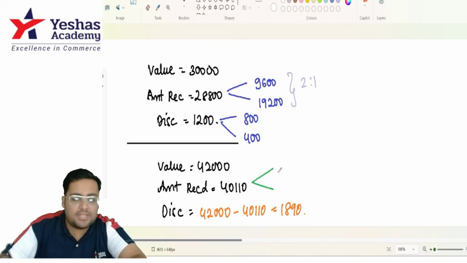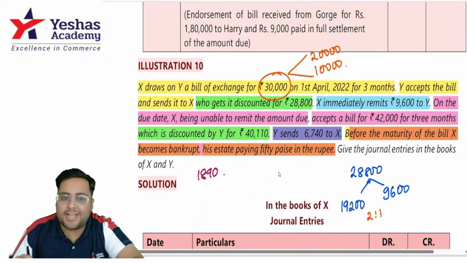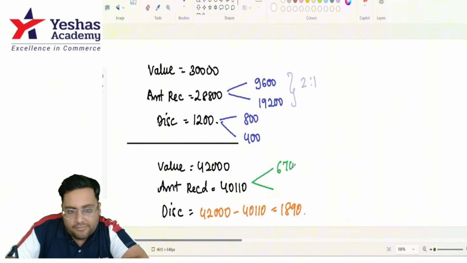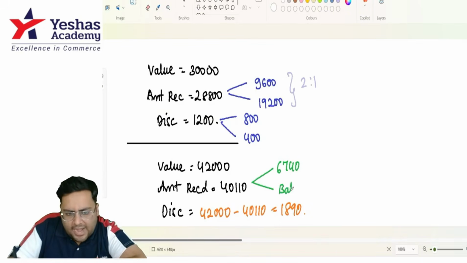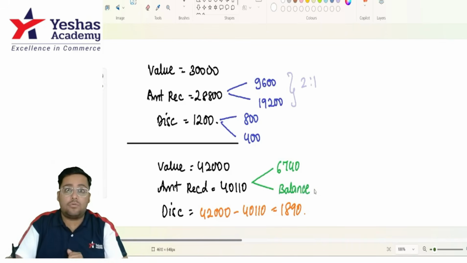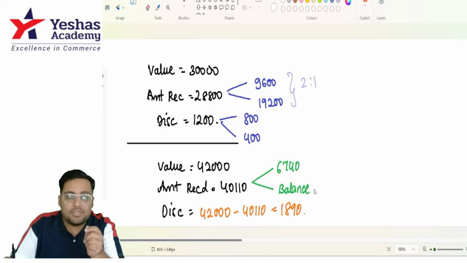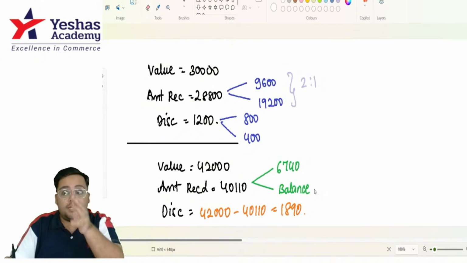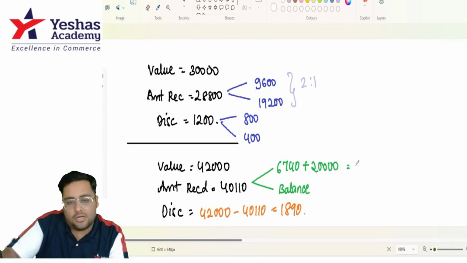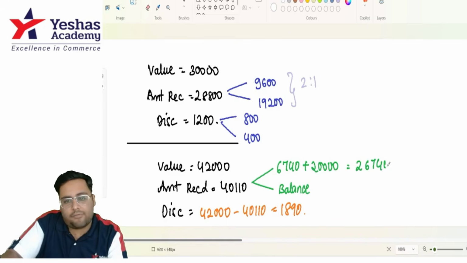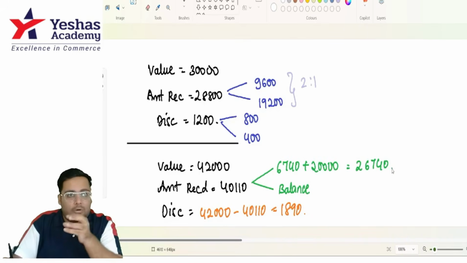For that, what they have given us is that X will pay money to Y. How much will X pay to Y? 6,740 will be paid. So can I take the ratio as 6,740 and balance? No, sir. Why no, sir? You need to remember 6,740 is the value of the new bill. The old bill amount also was pending. X did not pay the money of the old bill. How much was the value of the old bill? 20,000. Now the total loan of X will be 26,740. 6,740 is taken from the new bill, and 20,000 is due on the old bill.